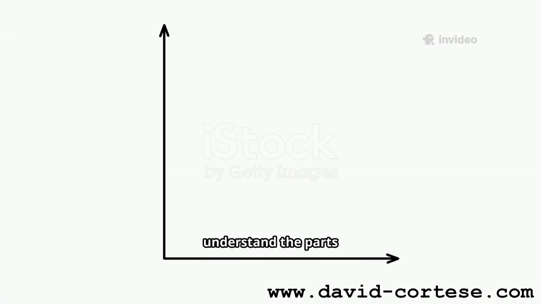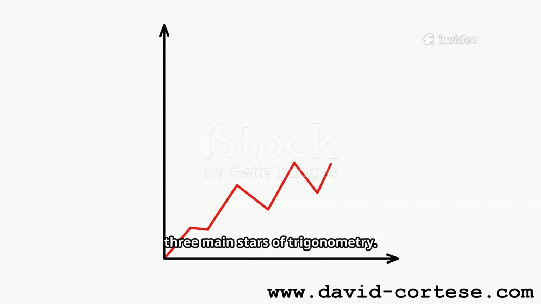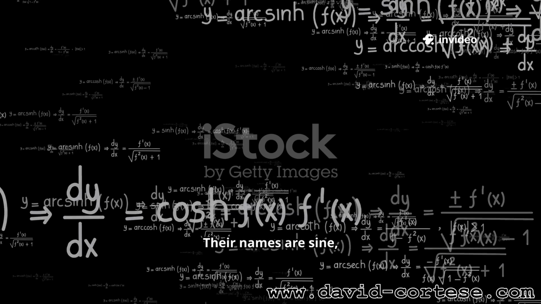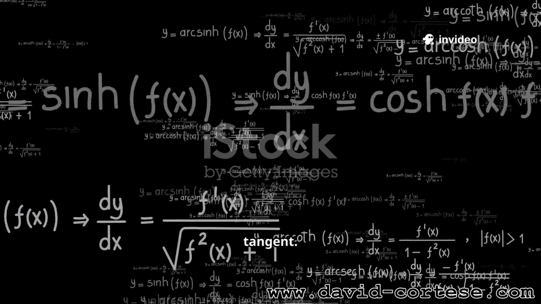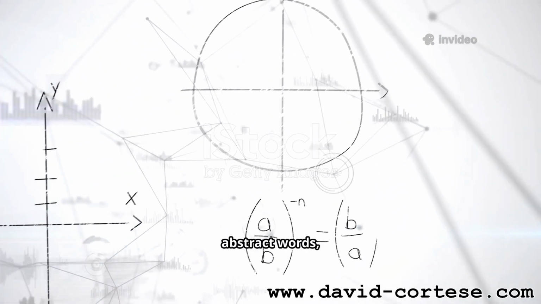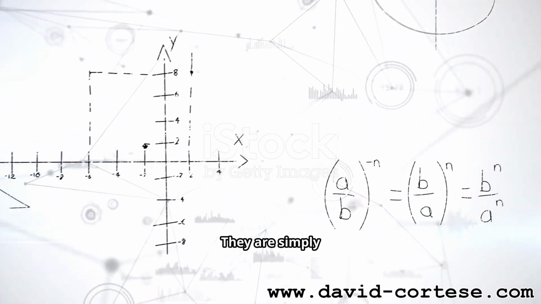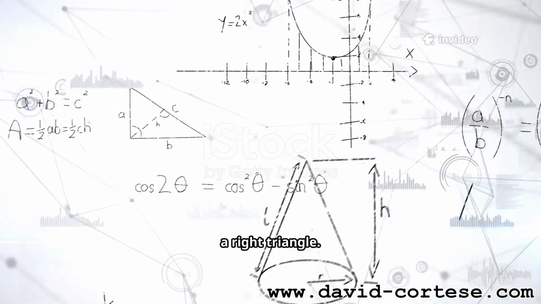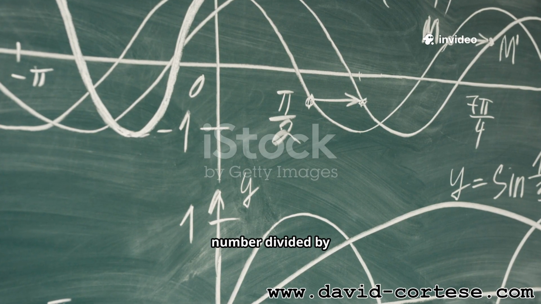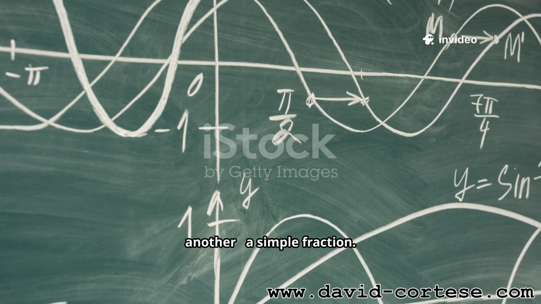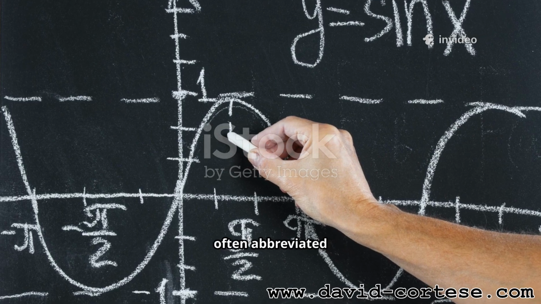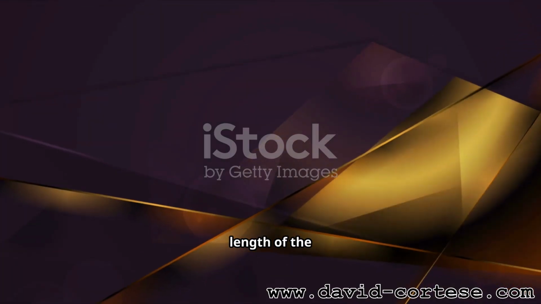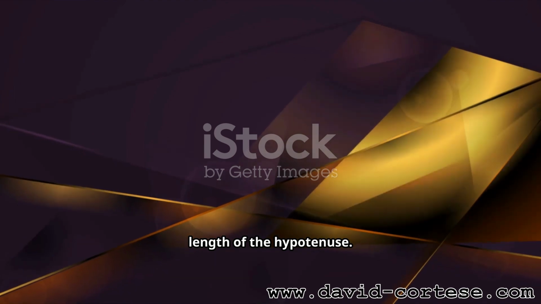Now that we understand the parts of a right triangle, the hypotenuse, the opposite side, the adjacent side, we can introduce the three main stars of trigonometry. Their names are sine, cosine, tangent. These might sound like complicated, abstract words, but they are not. They are simply names for three specific ratios of the side lengths of a right triangle. A ratio is just one number divided by another, a simple fraction. The sine of an angle, often abbreviated as sin, is the ratio of the length of the opposite side to the length of the hypotenuse.